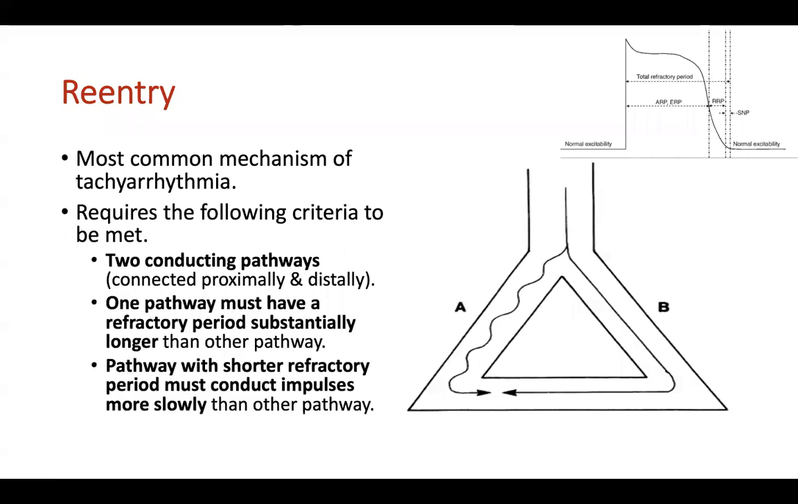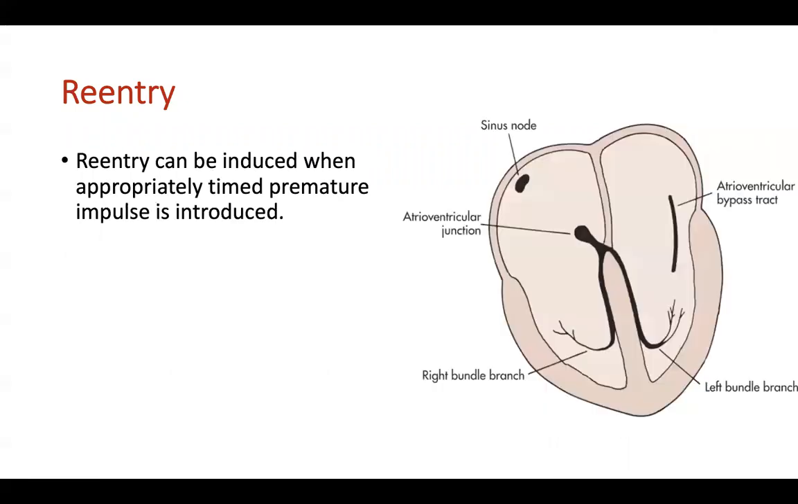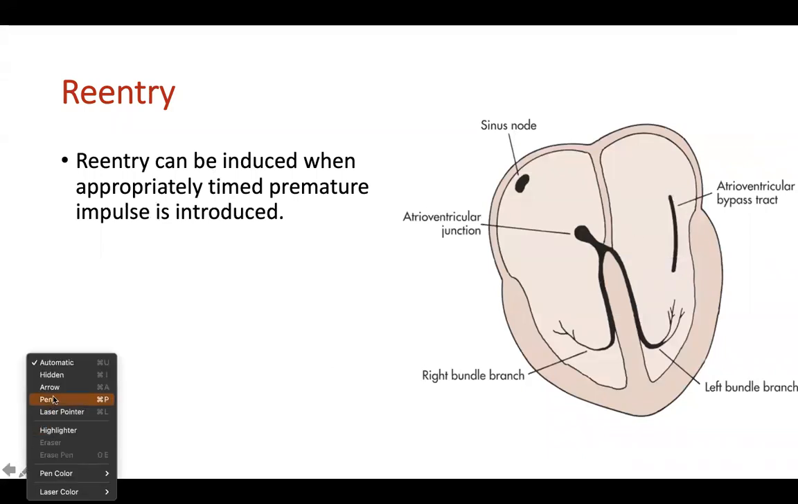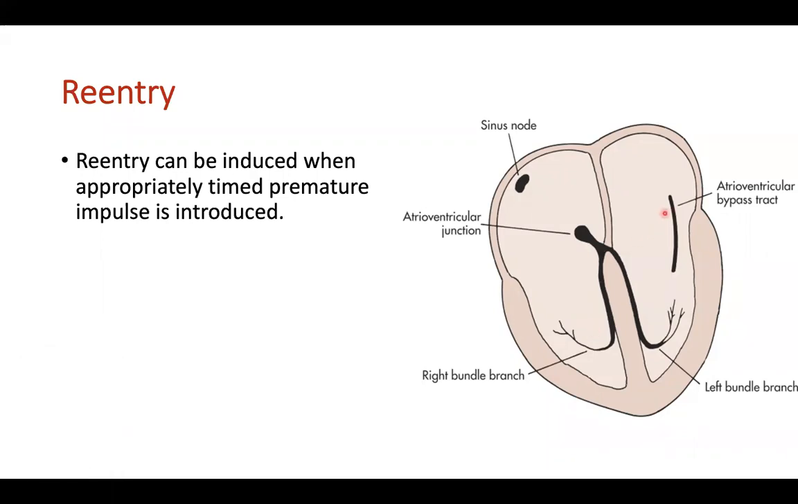To simplify it, for example, this is your sinus node. Say a patient has an accessory pathway. You see my pointer? Let me just use the laser. You see my pointer, right? So that's your sinus node. You have a patient with an accessory pathway and an AV node, so two pathways that are connecting the atria to the ventricles, okay?